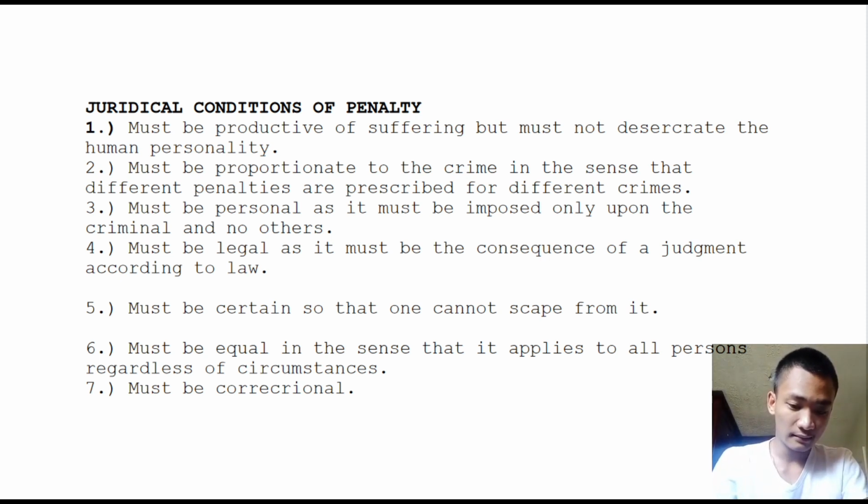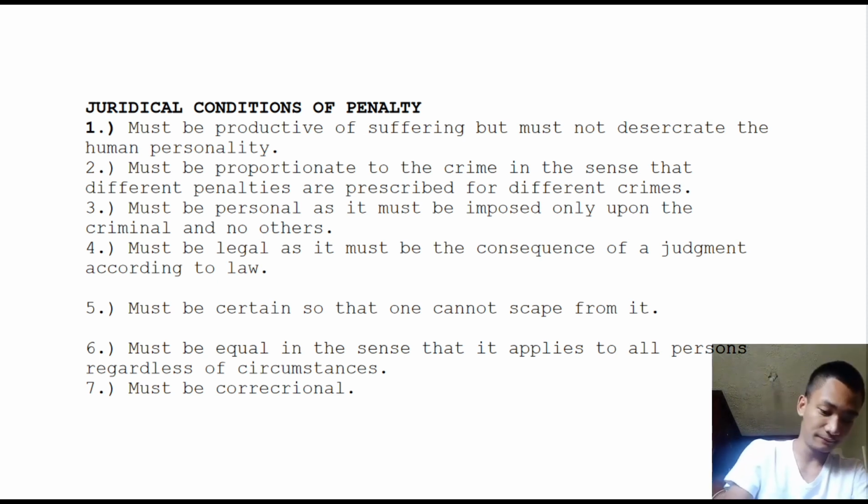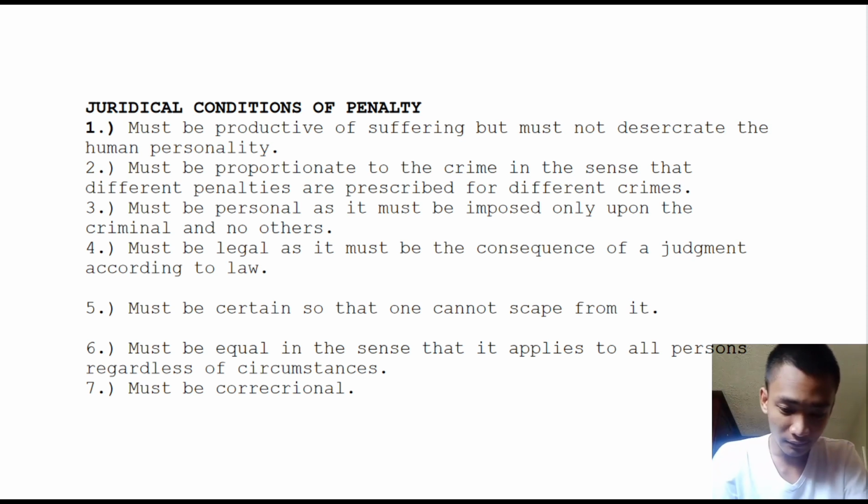Number 4, must be legal as it must be the consequence of judgment according to law. This means na dapat sundin ang angkop na proseso bago magpataw ng parusa. Ang parusa ay dapat naaayon sa batas. Hindi pwede yung gagawa-gawa ka lang ng kung ano-anong batas. Number 5, must be certain so that one cannot escape from it. It means that walang pagtakas sa mga epekto ng parusa. Walang makakatakas. Number 6, must be equal in the sense that it applies to a person regardless of circumstances.